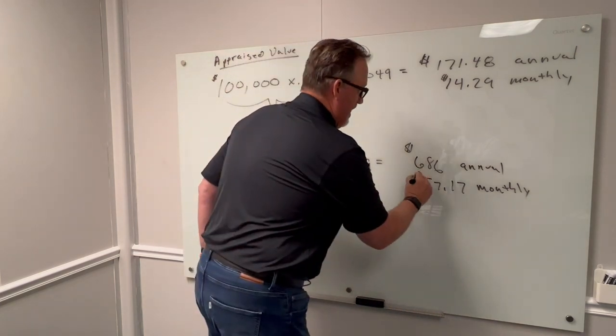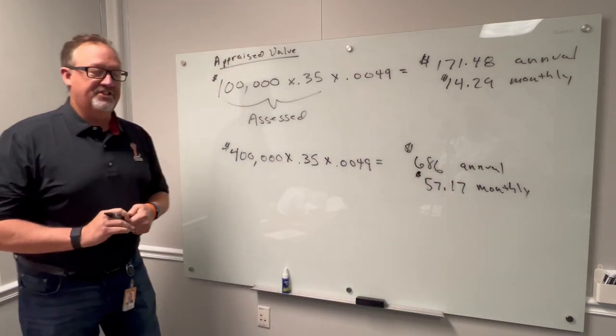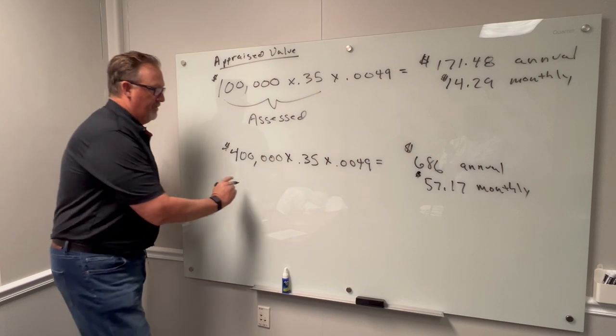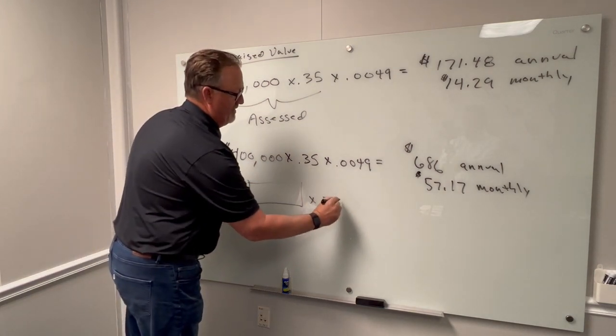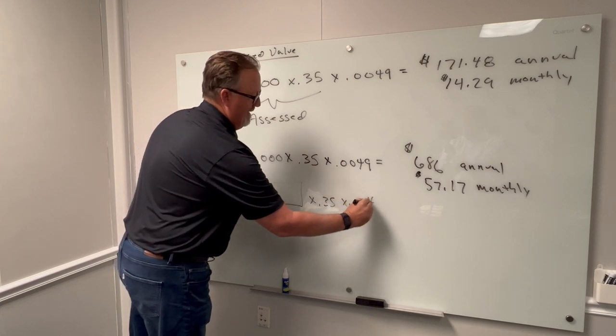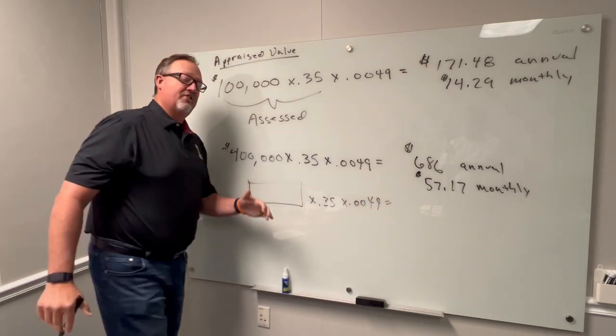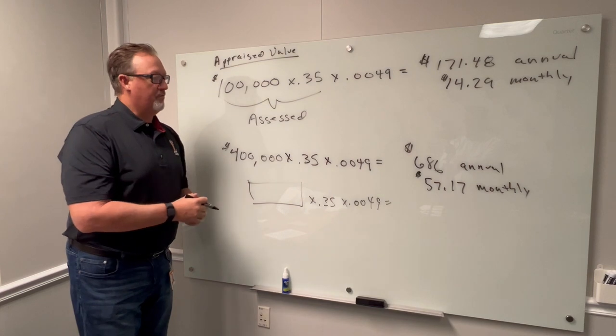So that's why we use the $100,000 to try and make it easier, but it's easy enough for you to plug in your appraised value, multiply by 0.35, multiply by 0.0049, that's going to give you your annual cost when it comes to the 4.9 mil levy.